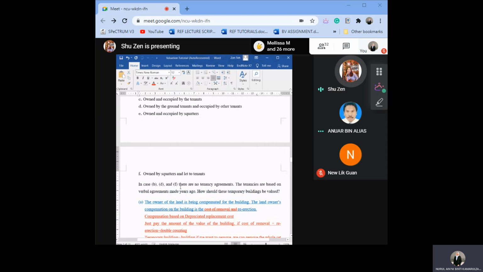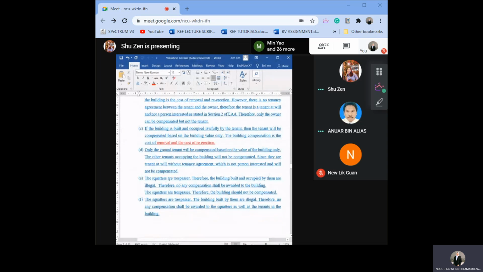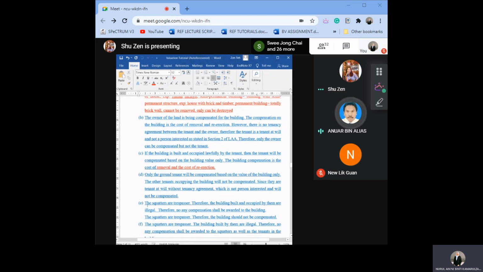Then both cannot be compensated. Okay. Owned and occupied by the squatters? Squatters are considered as trespassers, so the building occupied and built by them is illegal. Therefore, no compensation at all should be awarded. Okay, later when you work and you come across things like this, you must remember this question. Because you will face a lot of squatters, ground tenants, tenant agreements, all that small thing. Only the first one can be compensated, is it? Because it is owned and occupied by the landlord.